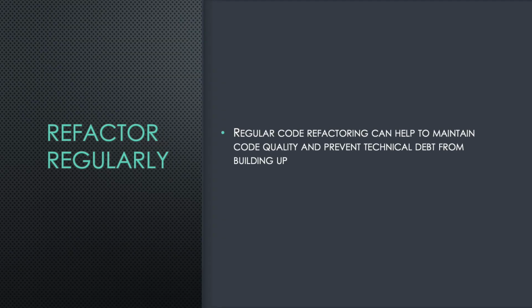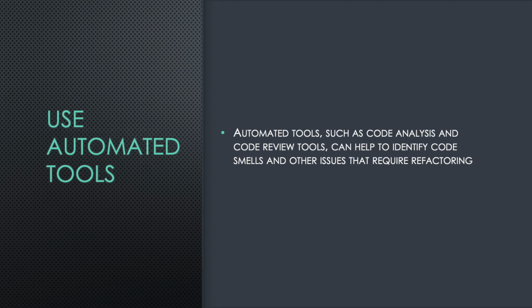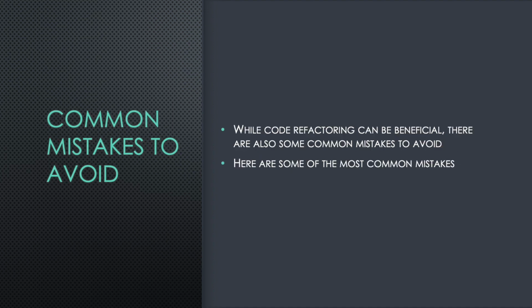Refactor regularly. Regular code refactoring can help to maintain code quality and prevent technical debt from building up. Use automated tools. Automated tools such as code analysis and code review tools can help to identify code smells and other issues that require refactoring. Common mistakes to avoid.